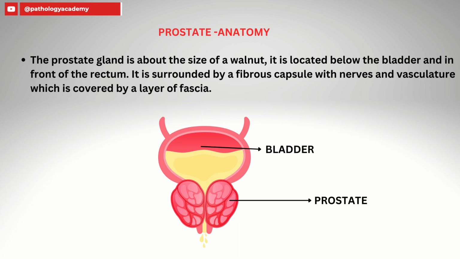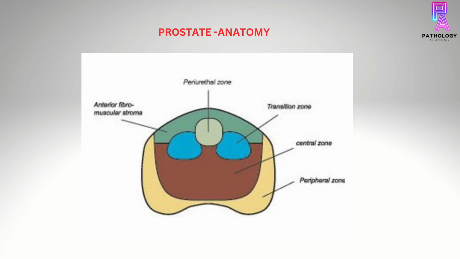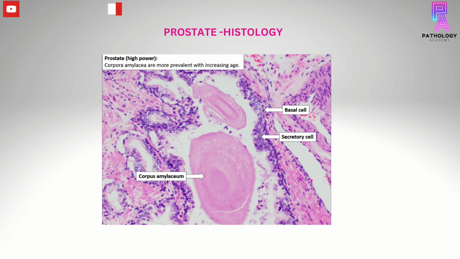It is surrounded by a fibrous capsule with nerves and vasculature which is covered by a layer of fascia. The prostate anatomically can be divided into five zones: the central zone, the fibromuscular zone, the transitional zone, the peripheral zone, and the periurethral gland region. The transitional zone is more likely to have benign prostatic hyperplasia features in biopsy, and in the peripheral zone we can encounter carcinomas more commonly.